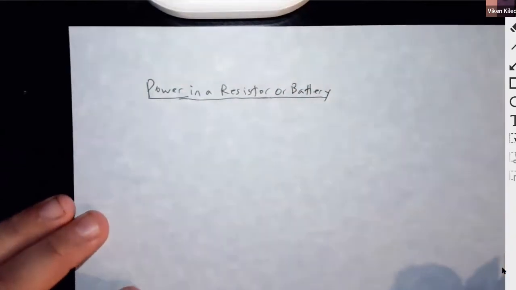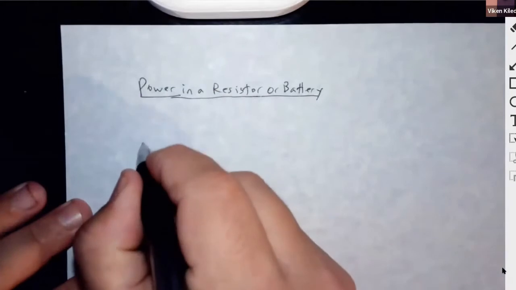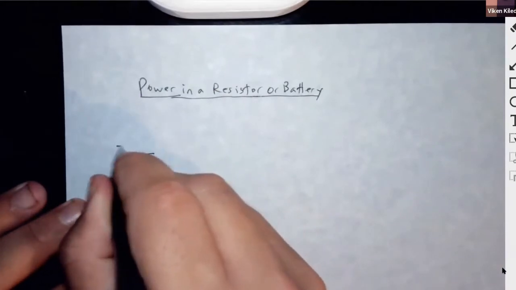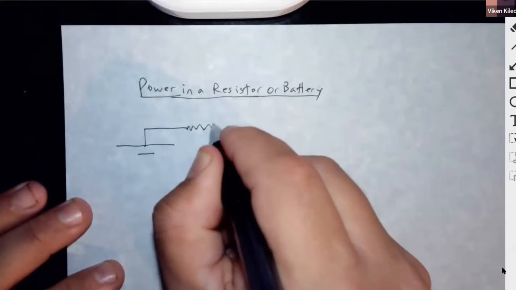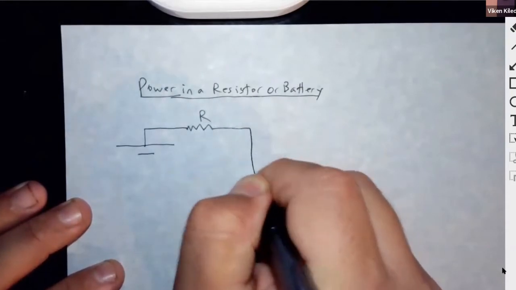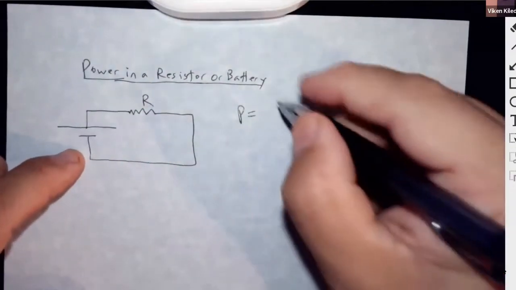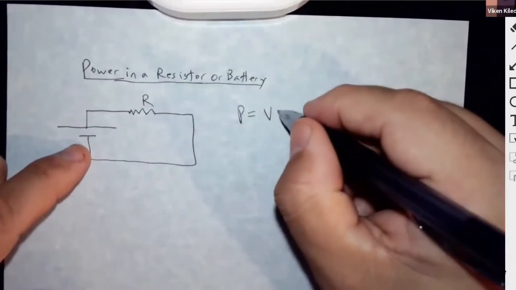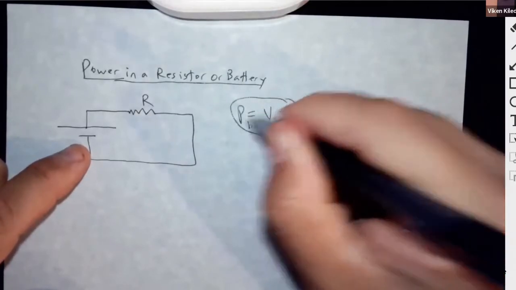So, power produced by a battery and the resistor. We have here a battery connected to a resistor. The power equation is: the power produced by the battery is the voltage of the battery times the current in the circuit. So this is the power produced by the battery.